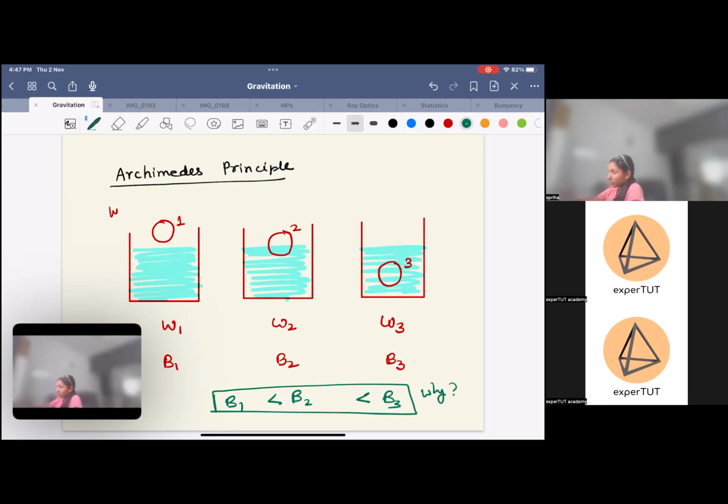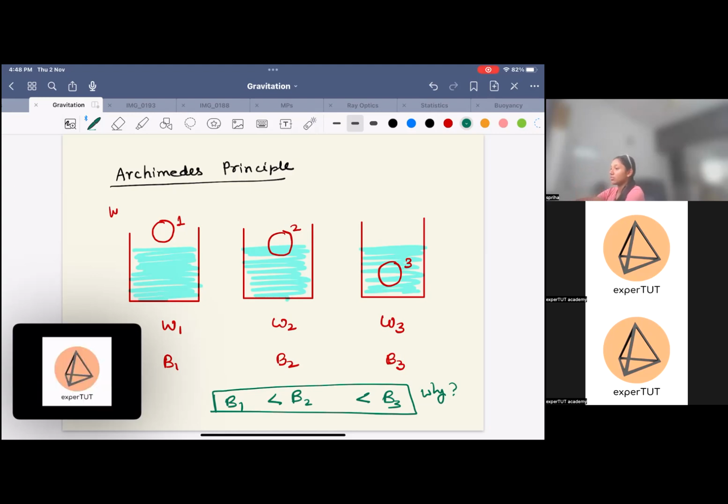So if we see in B3, the object is going lower, and it is at a point where the buoyant force of the liquid will be at the most. And in B2, the buoyant force of the liquid exerted on the object is less than that of B3. And in B1, the force exerted on the object is very less.